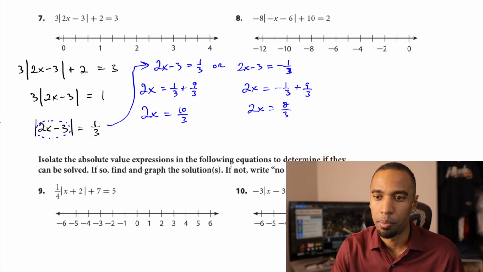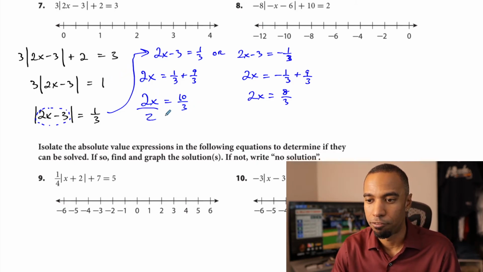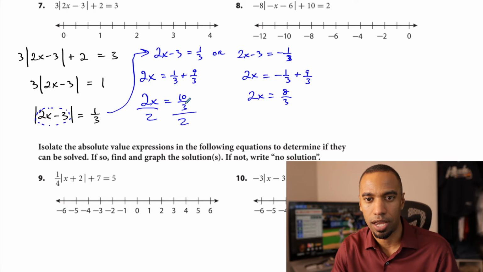Here's the part people always have trouble with if they don't understand their fractions. Now I'm going to divide both sides by 2. But how do I divide a fraction by 2? That looks kind of weird.